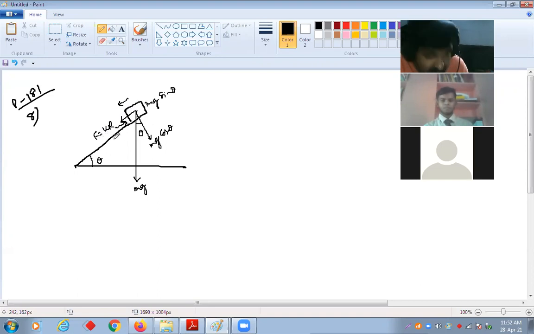And what is R? R is equivalent to the normal reaction. Here the normal reaction is mg cos theta. And mu is the given value of mu. How much is the given mu? 0.03. Okay. So this is the diagram done.